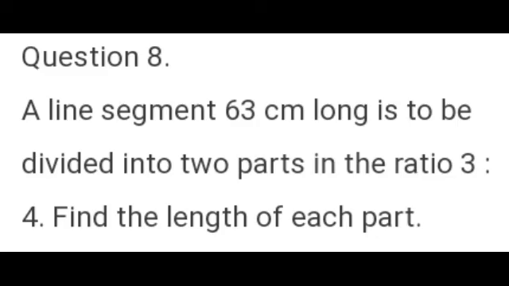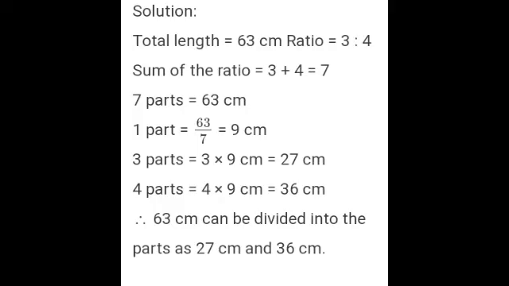Now question number 8. A line segment 66 cm long is to be divided into two parts in the ratio 3:4. Find the length of each part. So what is the total length of the line segment? 63 centimeter. So now 63 centimeter is divided into two parts, two pieces. So we should find the length of the two divided parts of the line segment.